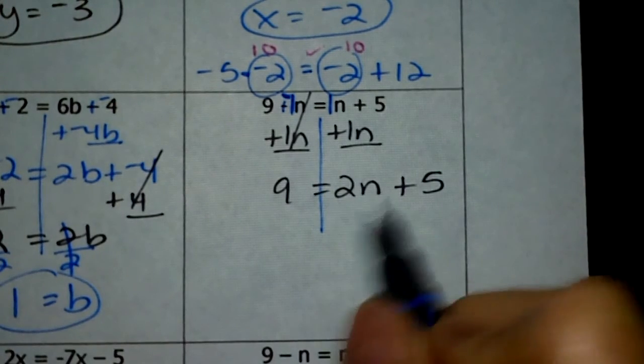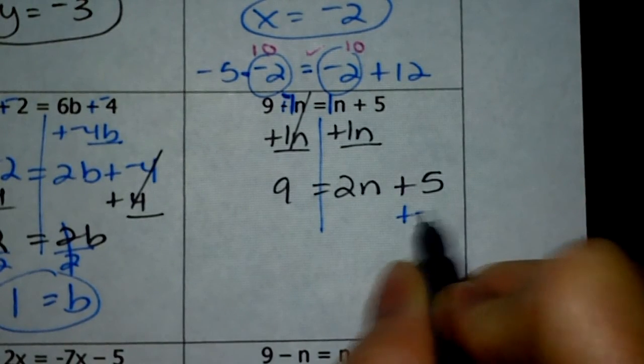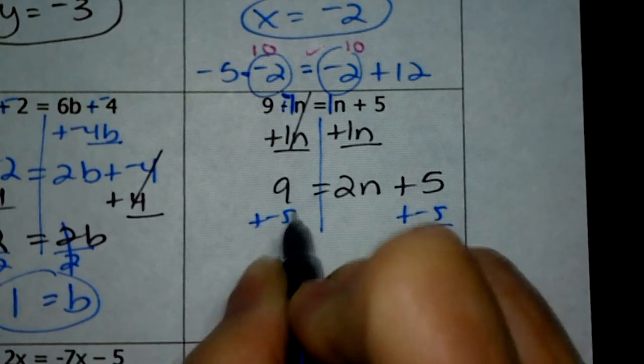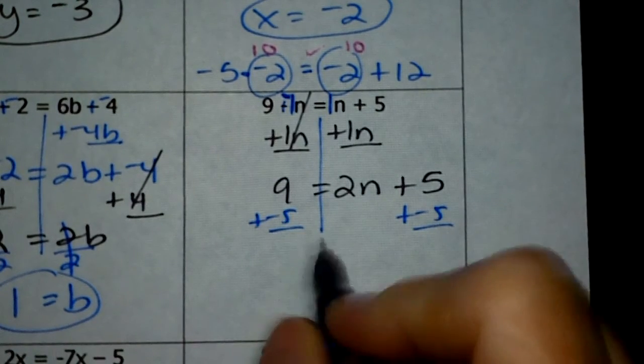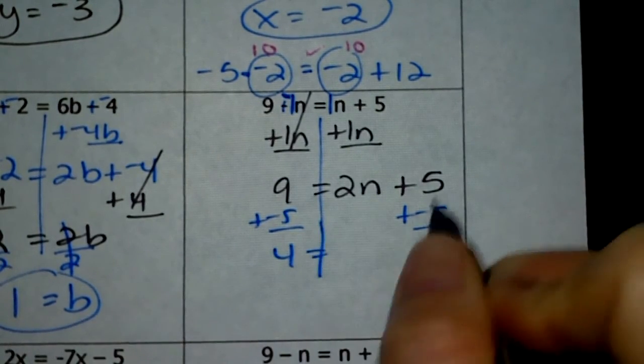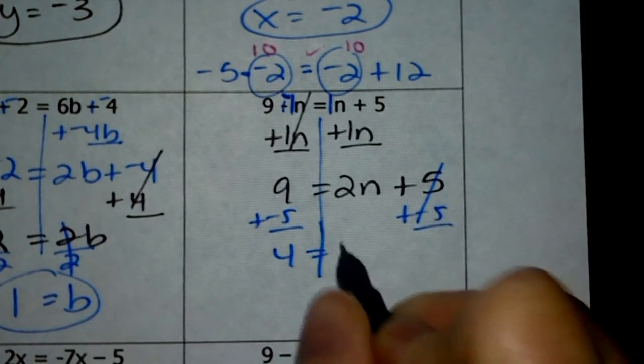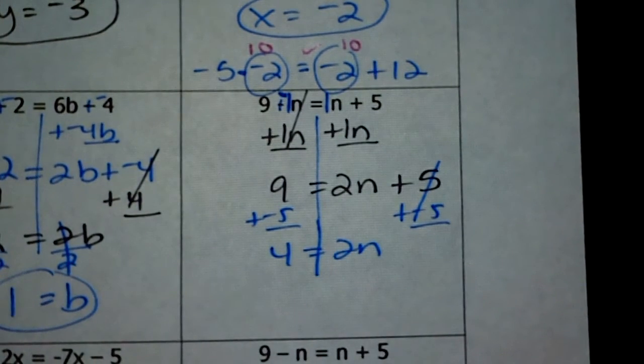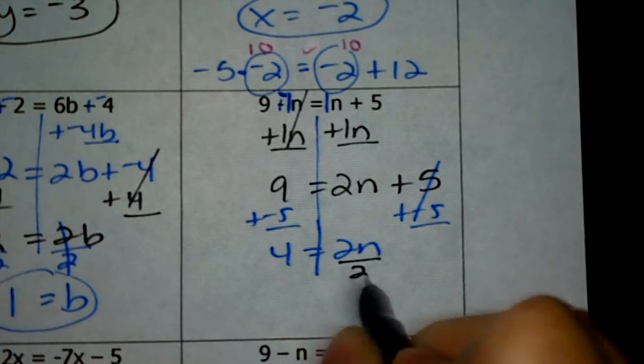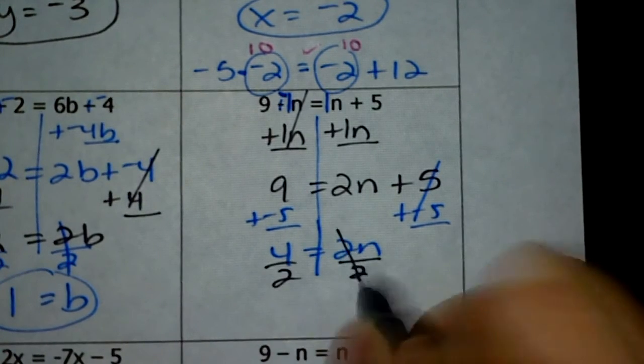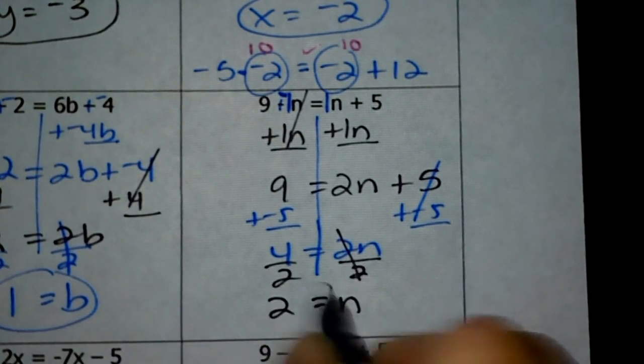I want 2n by itself, so we're going to add a negative 5 so that that 5 can go away. 9 plus negative 5 is 4, and when you add those, they're gone. 2n is left. We're going to divide by 2 to get rid of this 2 in front of the n, the coefficient, and you get n is 2.